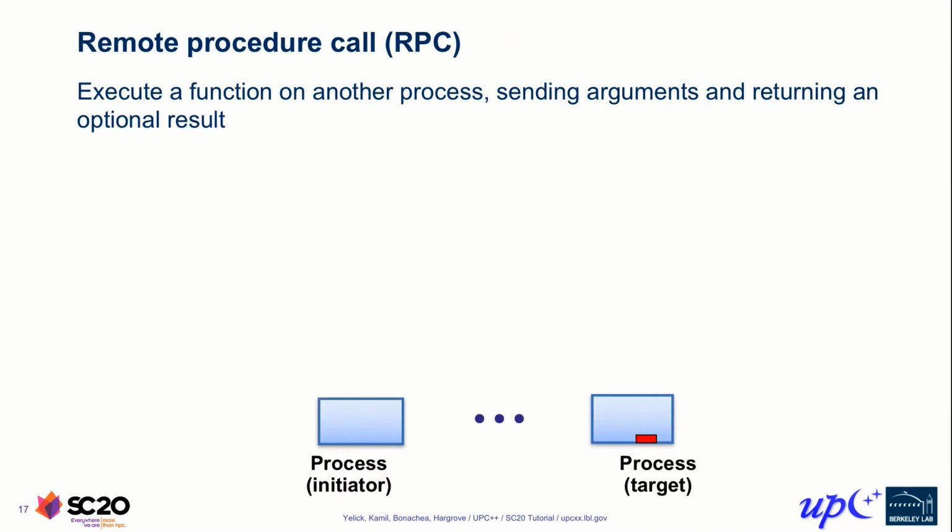So what about remote procedure call? Well, this is a little bit more complicated. So we've got our initiating processor and our target processor. And remember, we want to both send data, the arguments in this case, to the function, and then send the computation itself.